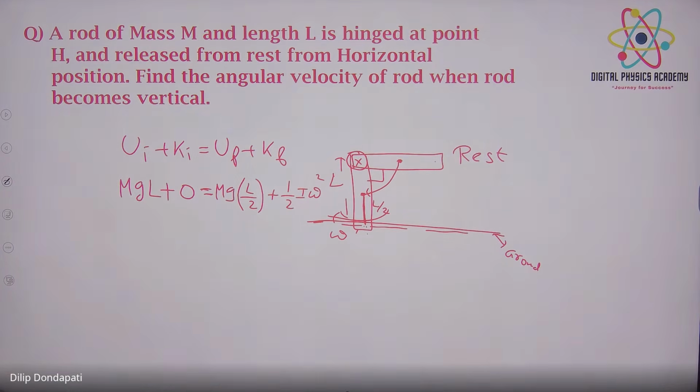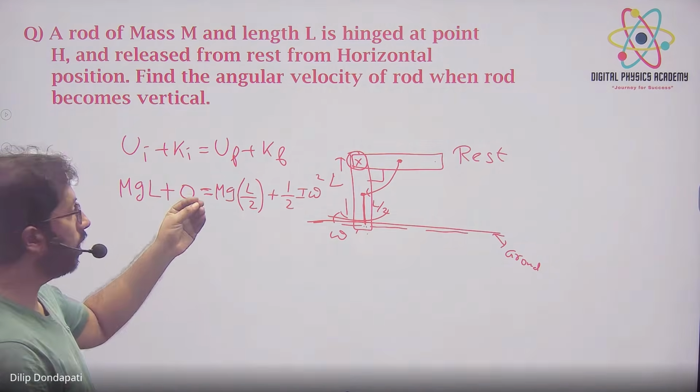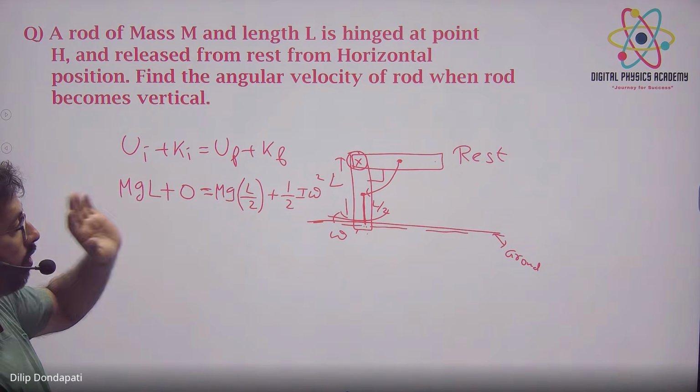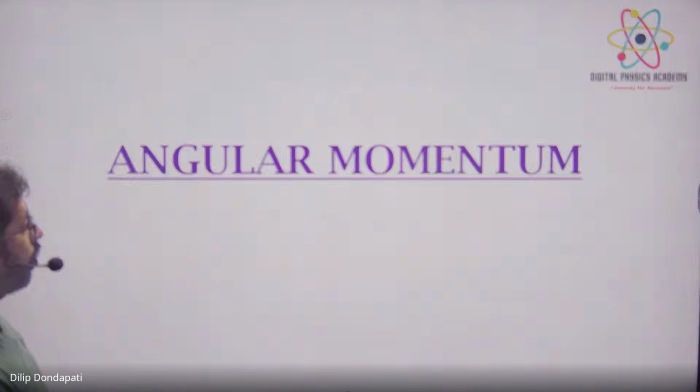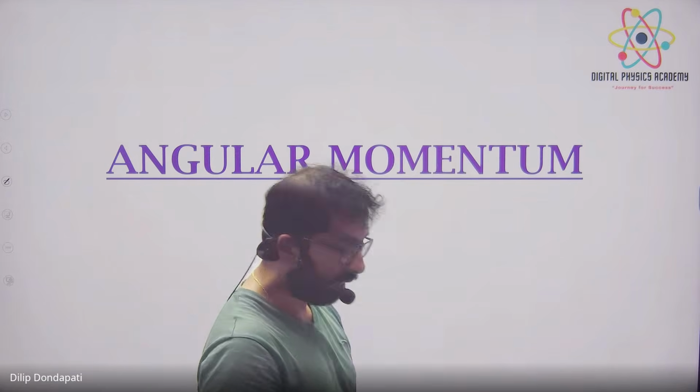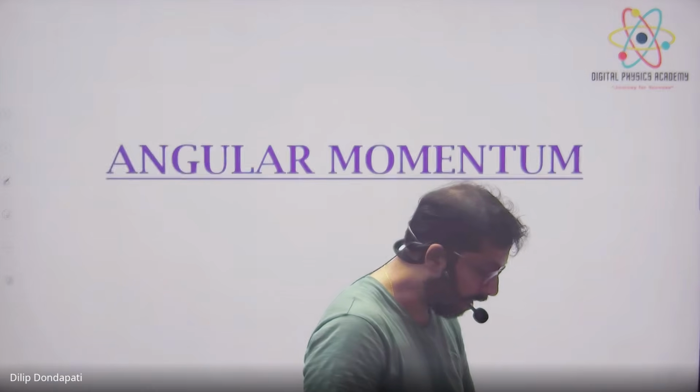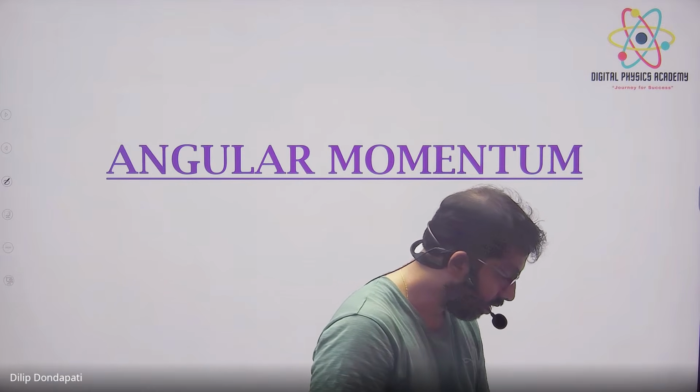For conservation of mechanical energy, we have to know that when there is no friction and no work done by an external agent, then we can comfortably apply conservation of mechanical energy. Okay, now I will go for angular momentum. Next variable, we are going for angular momentum. Very important topic.